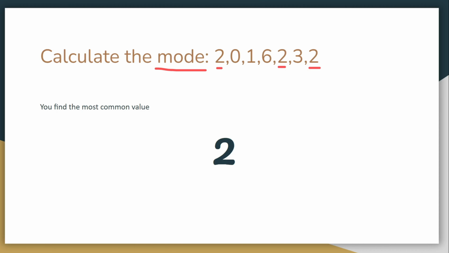But for example, if we have 2, 3, 2, 3, we have a sequence here, and you see that 2 is in this sequence twice, and 3 is in this sequence twice. Nothing is common because they both appear twice. So the answer is going to be no mode.